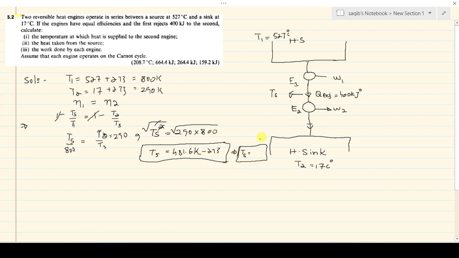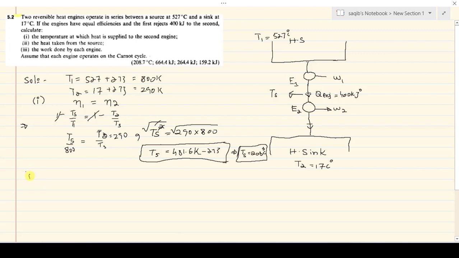And it will be 208 centigrade, roundable. Okay. Now the next step is... so this is the first part of the problem 5.2.